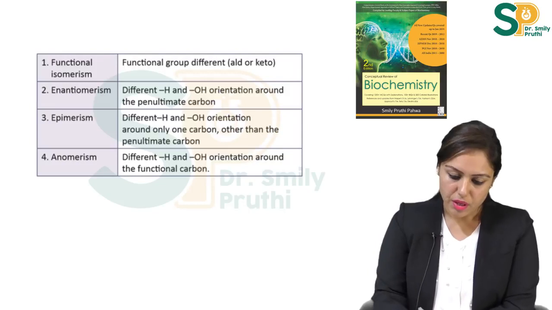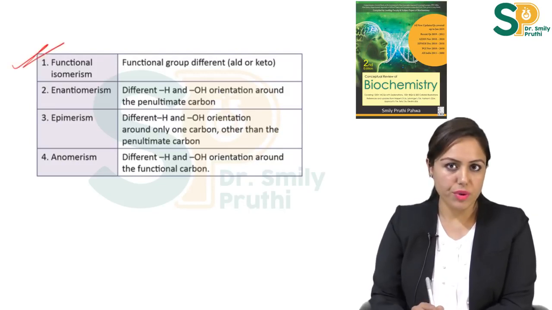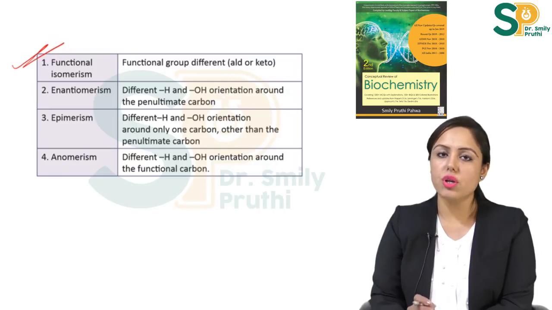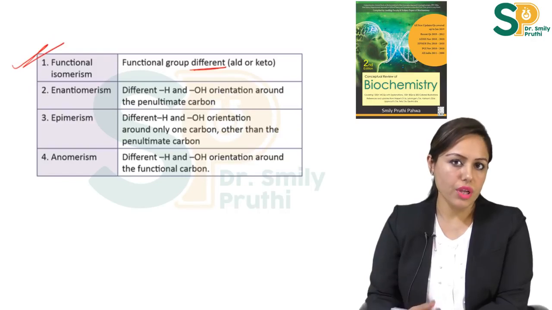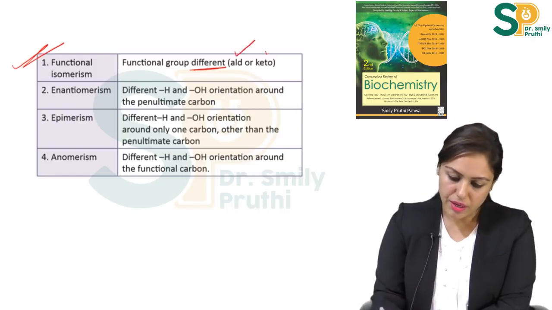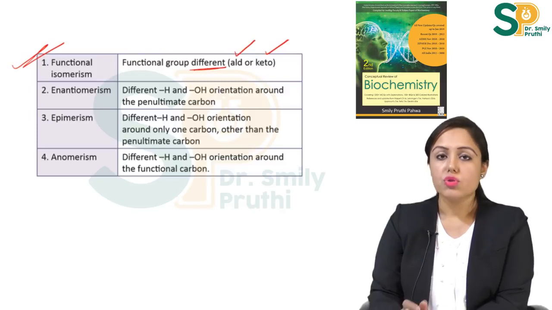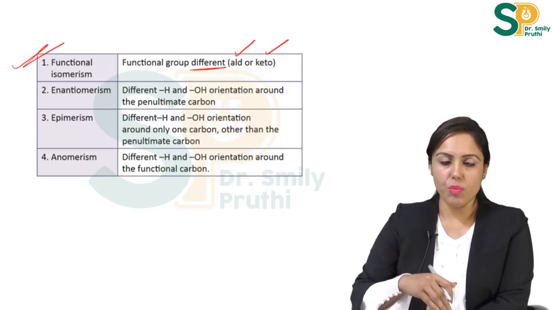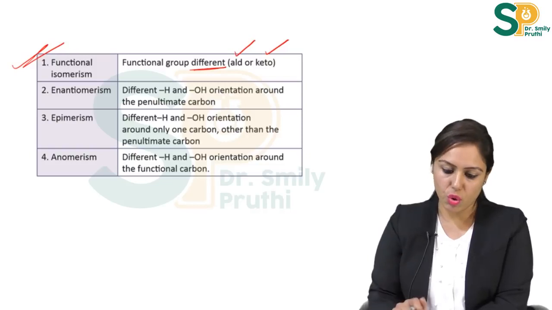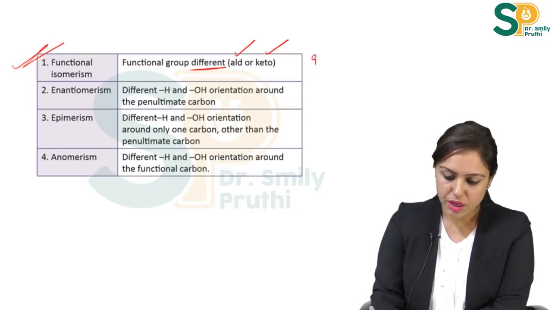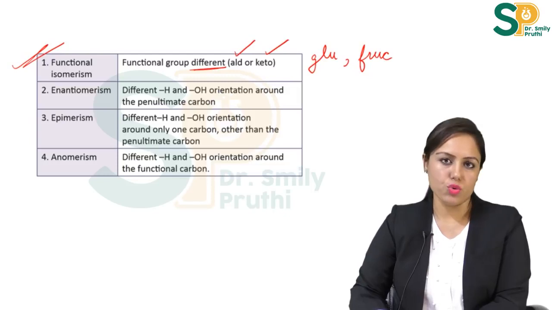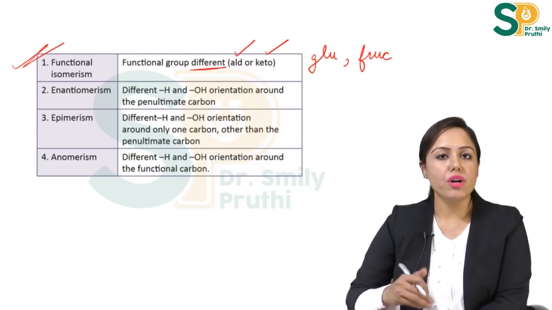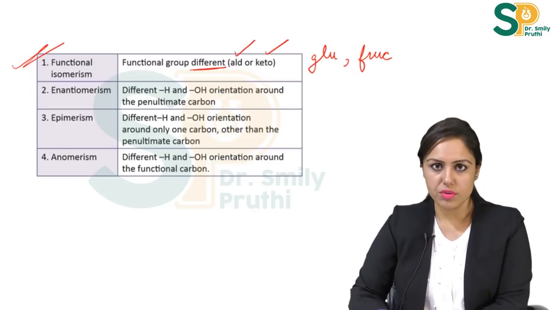Which are these? First is functional isomerism, in which the functional group is different. What are the two functional groups in carbohydrates? They are aldehyde or keto. So, if a compound has an aldehyde group but the other has a keto group, that is called functional isomers. Example, glucose and fructose. Glucose has an aldehyde group, fructose has a keto group. So, they are functional isomers of each other.